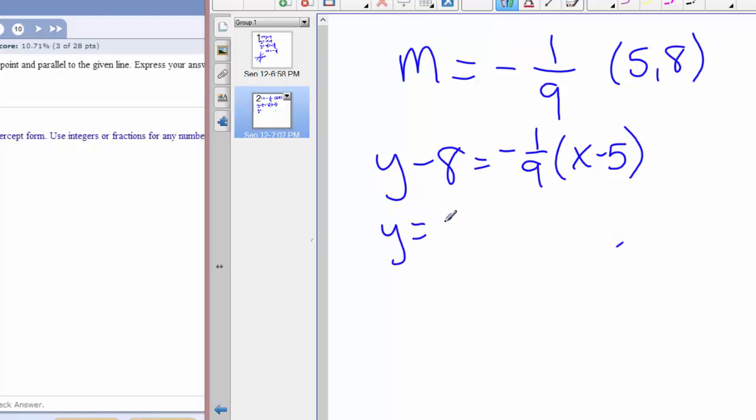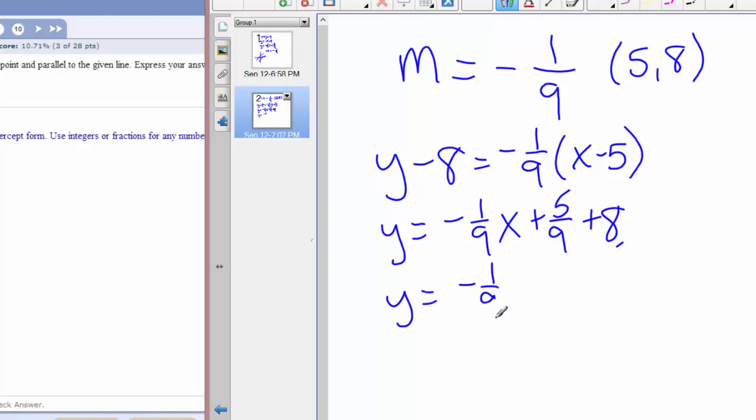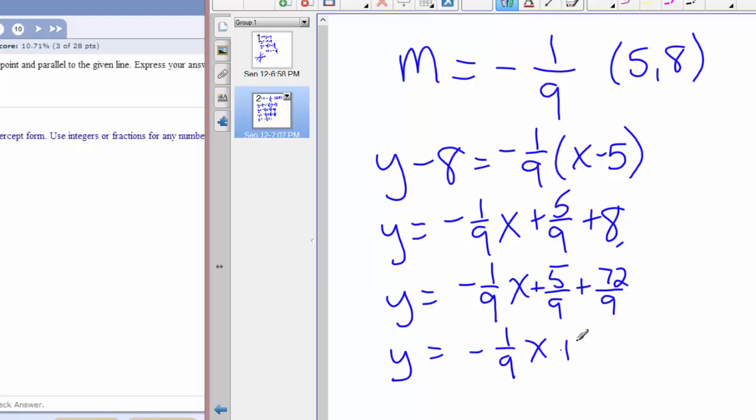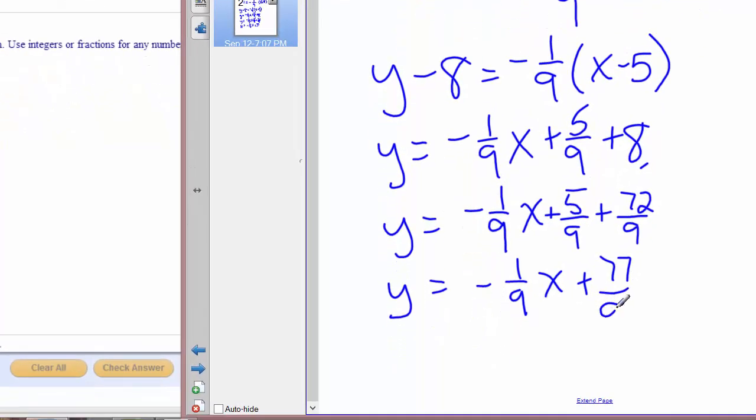So y is equal to minus 1/9 x plus 5/9 plus 8. So we're still not quite there. We have to combine our constant terms. 5/9 plus 8. 8 is the same as 72/9. So finally, y is minus 1/9 x plus 77/9.